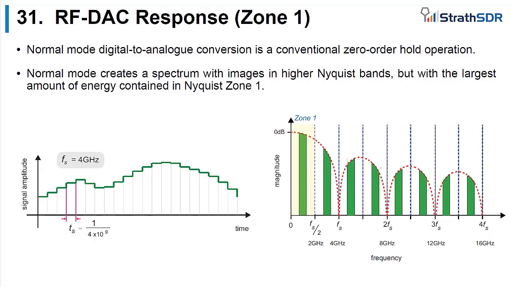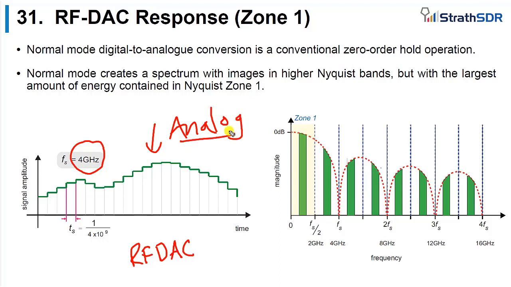So if we look at the higher order Nyquist bands, or higher order zones, then we sample again at, let's choose 4 gigahertz again. And here's my signal coming out of the RFSoC RF-DAC, digital to analog converter. This is now an analog signal, so we've left the digital world. And if I look at the spectrum of this signal, I can see the sin x over x form.